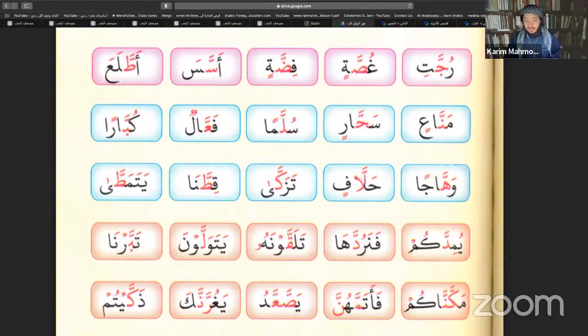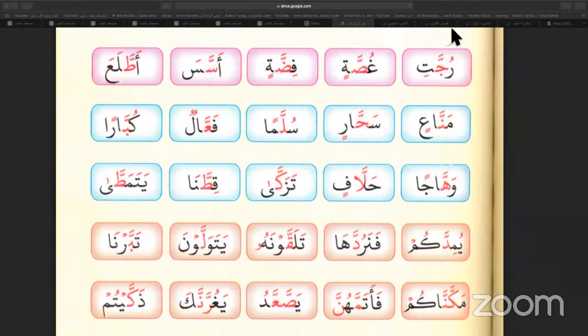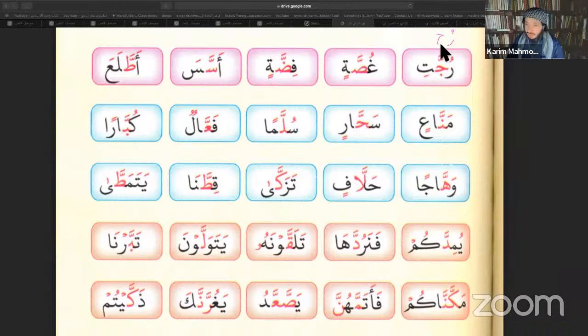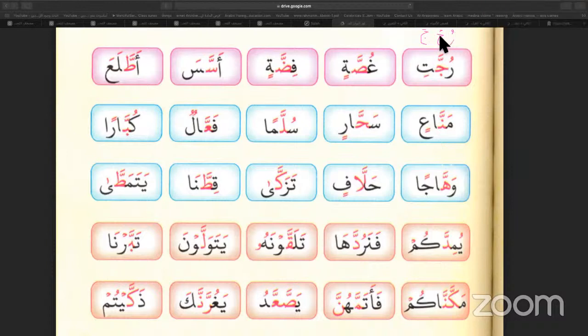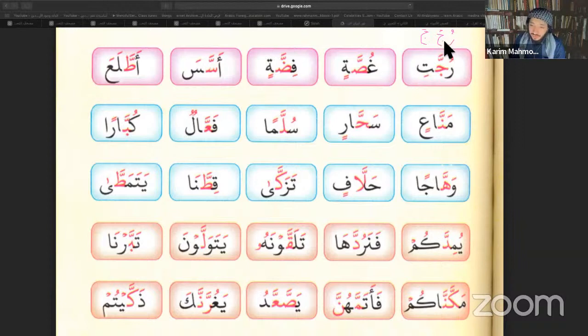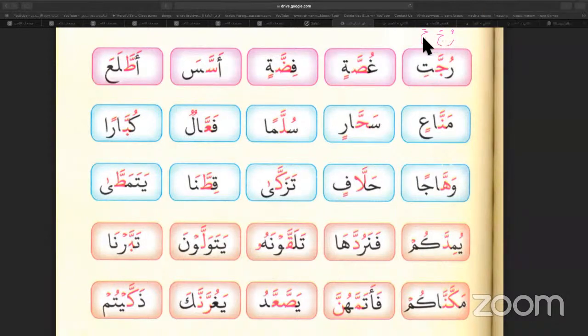Okay, Rujati. Let's remember the method that we were doing. Ra with dhamma plus 2 jims. Jim with the shadda means 2 jims: 1 jim with sukoon plus 1 jim with a fatha. So the first one is roj. Now there is another jim with fatha, so I have to do a stretch for that jim. So rojja, Rujati. Okay, say it together.